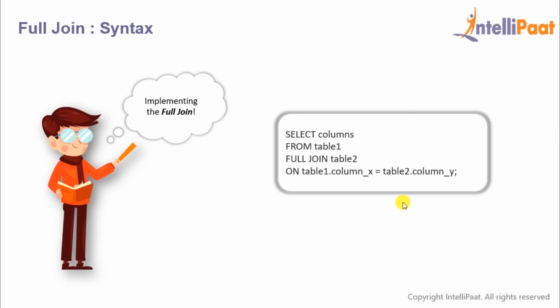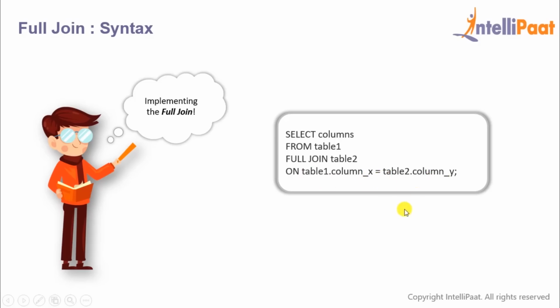So let's have a look at the syntax. We'll start with the select keyword first and then give the list of the columns. Following which, we'll give the from keyword and then give the name of the first table. Then we'll use the keywords full join and then give the name of the second table. After which we'll use the keyword on. So this on keyword tells SQL that this full join needs to be done on some condition. And that condition would be values from column X of table 1 should be equal to values of column Y from table 2.